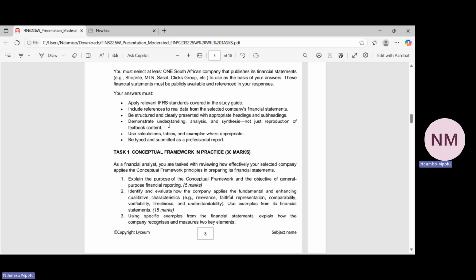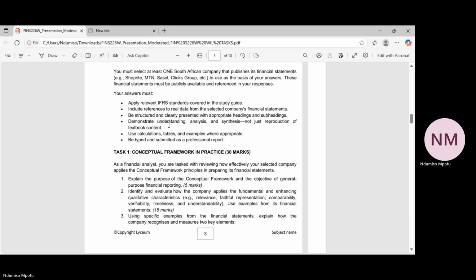Then the last part is saying your assessment or your answers must be typed and submitted as a professional report. This is a bit tricky because sometimes we do get students that tell us that they are struggling. They don't have printers, they don't have laptops. So you are allowed to write your answers using just a paper and a pen, although it is advisable that you type.